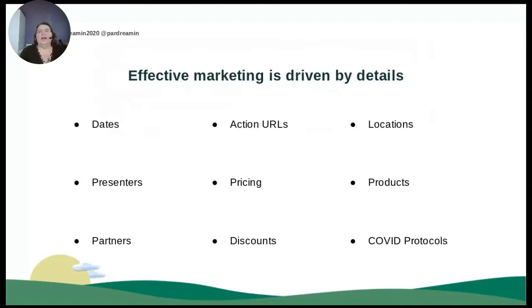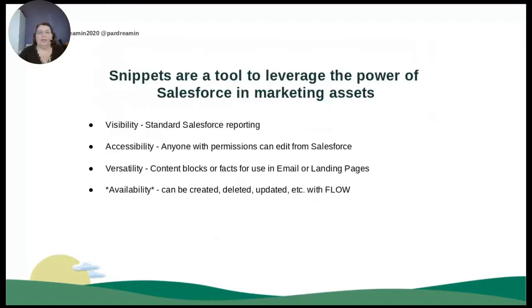So one of the values of Snippets is that because you're distributing ownership and the details are coming in through merge fields, which we'll talk about, you have that advantage of making sure that you're focused on the most effective campaign, not just being able to stay ahead of the details or the burden of building. So the key benefits of Snippets in this usage are visibility.